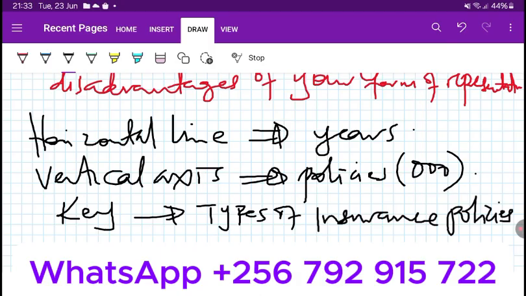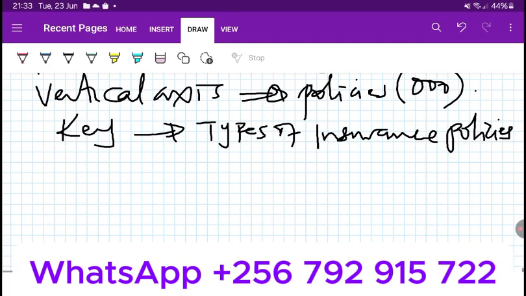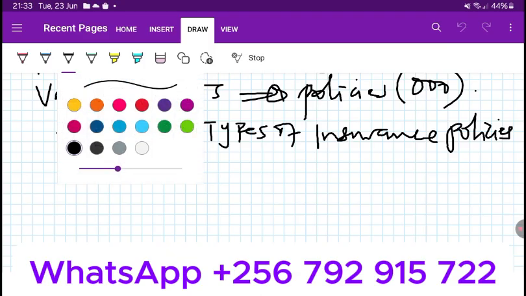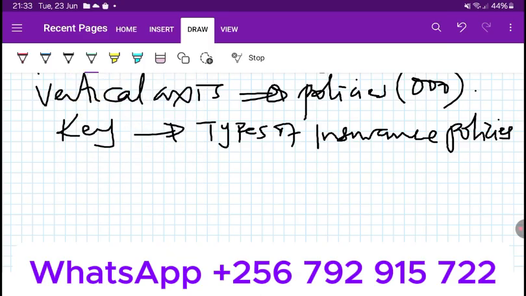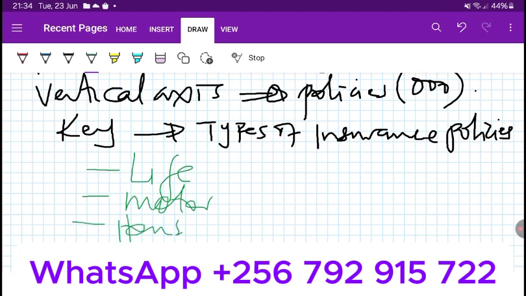Now, they have given us the policies, they have given us the types. We are seeing that we have 4 types. We have the life, we have the motor, these are motor vehicle insurance policies, then the household, plus others.